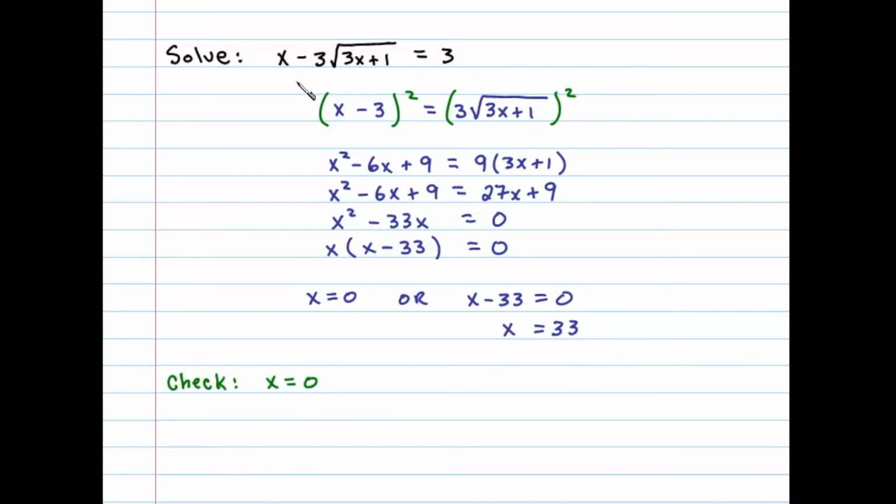Substituting x equals 0 into the original equation, we have 0 minus 3 times 0 here would be 0, so 3 times the square root of 1. Does that equal 3? Well, here you can see negative 3 does not equal 3, right? So x equals 0 is an extraneous solution. We'll disregard that.